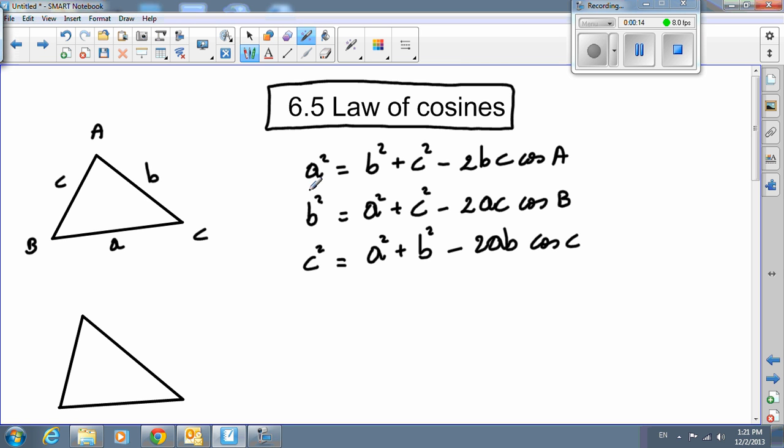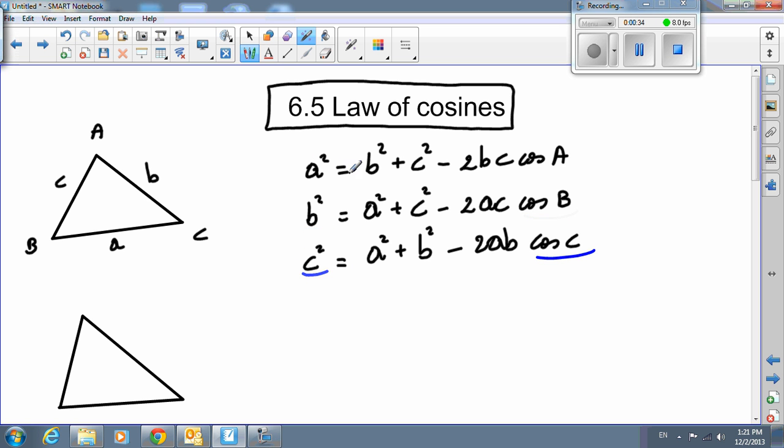One way to memorize this is to look at what you're looking for. It's always matching with the angle. For example, for a squared, I will have cosine A. For b squared, I will have cosine B. For c squared, I will have cosine C. Just like these two will match.